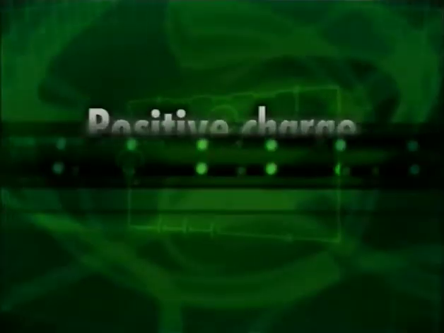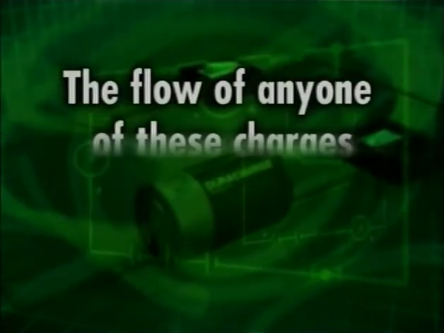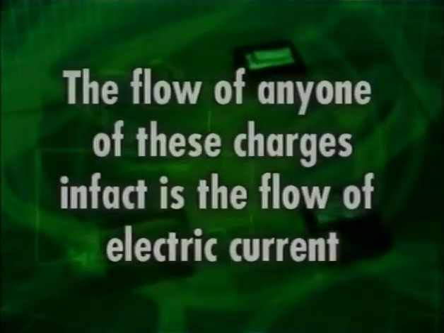In the previous classes, I am sure you have learnt about the types of electric charges. There are two types of electric charges, a positive charge and a negative charge. The flow of any one of these charges, in fact, is the flow of electric current. However, for both these charges, the direction of their motion is opposite to one another. It is also known that like charges repel each other, unlike charges attract each other.